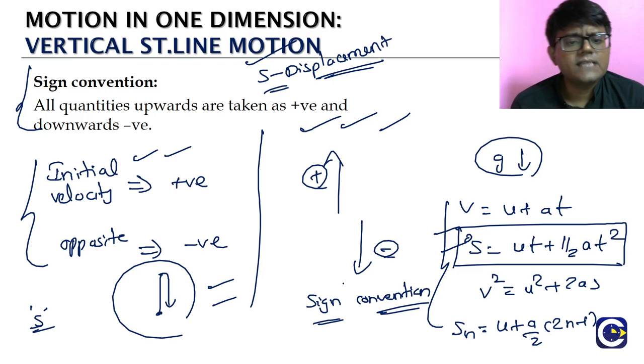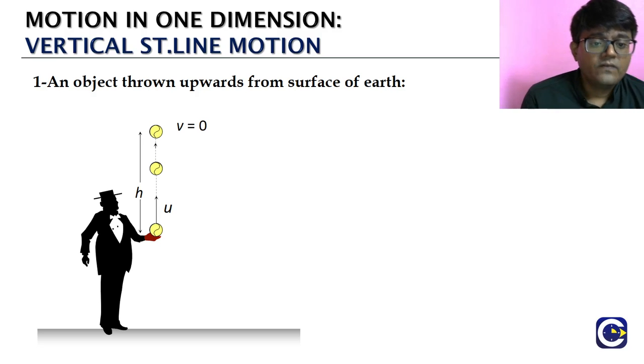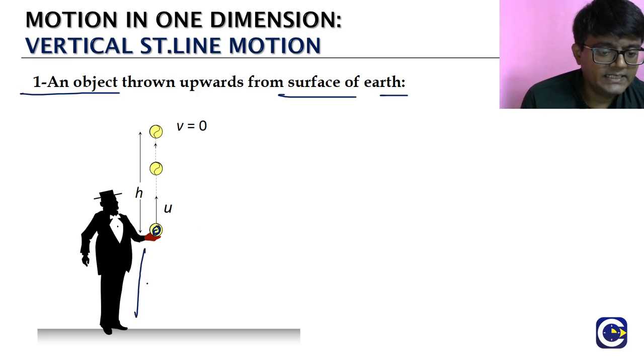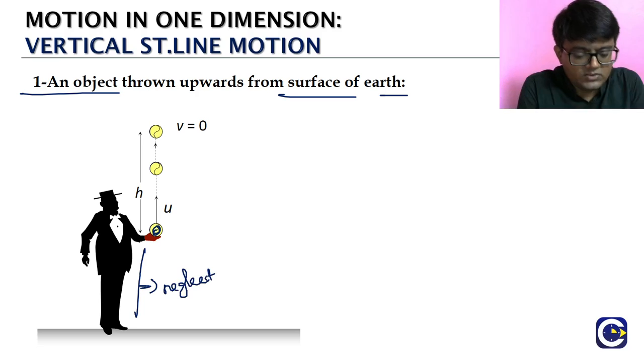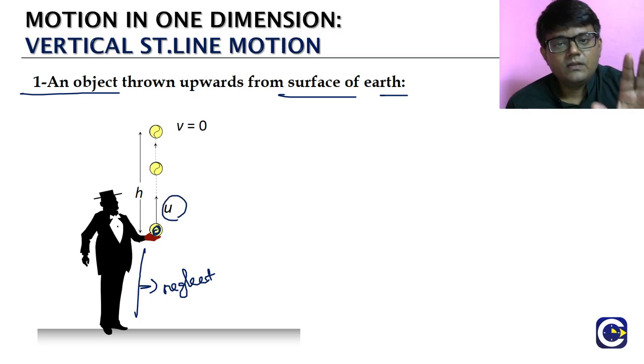Now what we'll do is we'll start with the first category. What is the first category? We are basically throwing an object upwards from the surface of the earth. Okay, so here as I said, this we neglect. So the assumption is that the person is standing very close to the surface of the earth and throwing it up. Okay, so when you throw it up, you will obviously throw it up with some velocity.